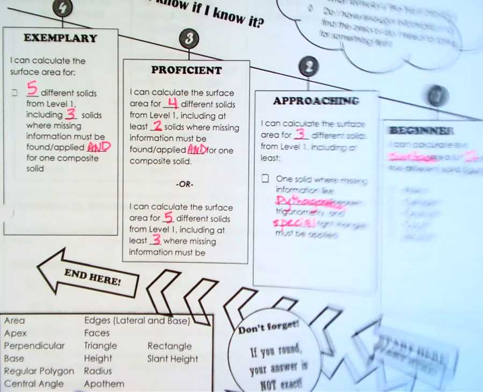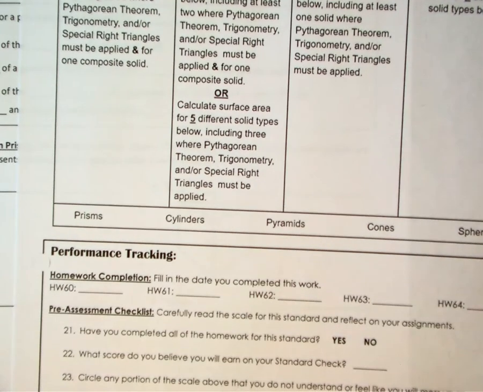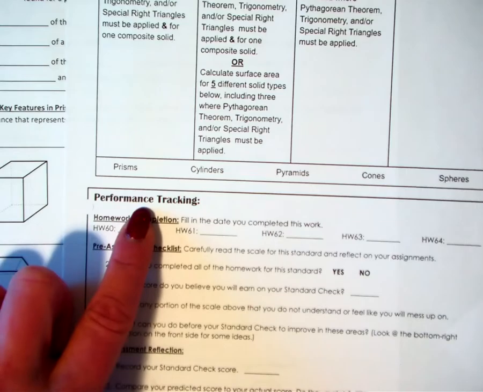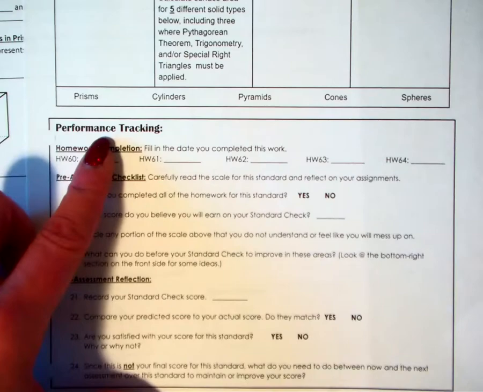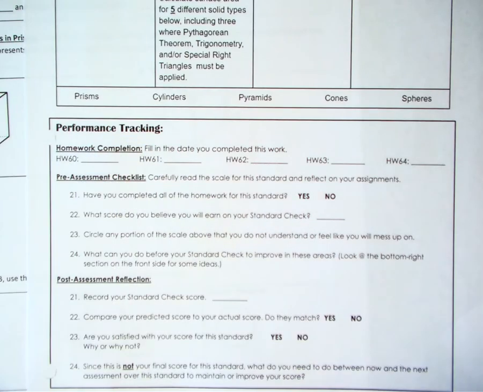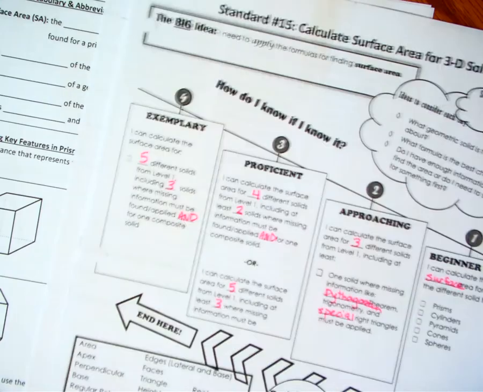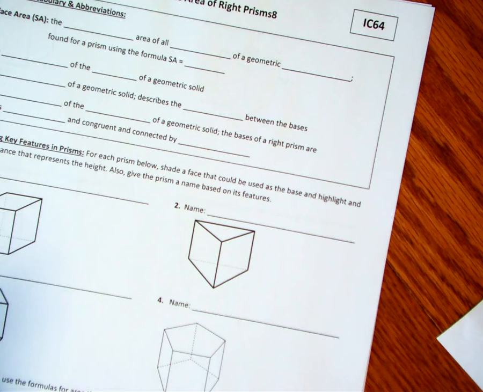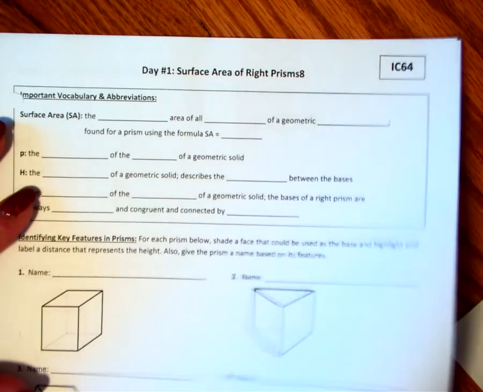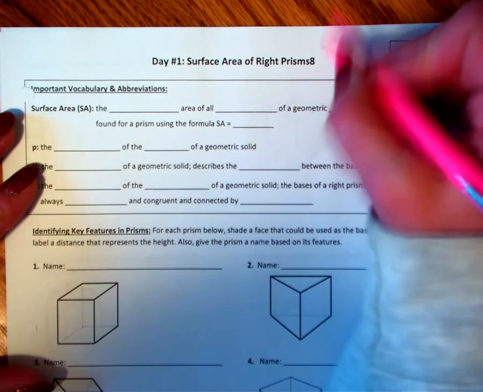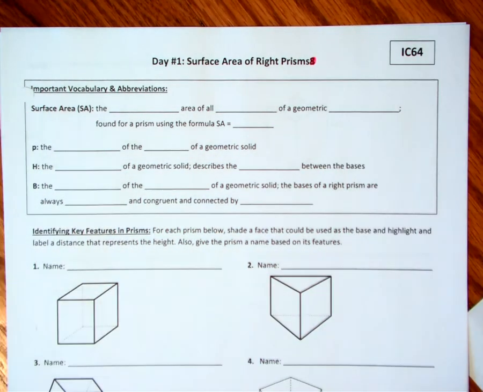Okay, reminder that on the back of this sheet in your notes is your self-assessment to track if you're prepared, if you understand, or if you need to get additional help. Okay, next, we are actually working on surface area of right prisms. Typo, that 8 shouldn't be there. Of right prisms. Okay, first of all, what is surface area?